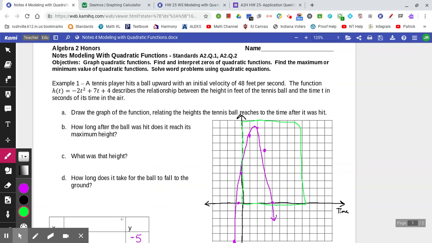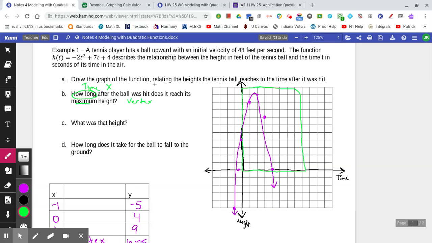All right, so really the new part is just being able to use the part that applies to the scenario in answering questions about it. So it says, how long after the ball was hit does it reach its maximum height? So how long, that means that it's asking me for time. It's asking me for an x coordinate. When does it reach its maximum height? Well, that means it's asking about the vertex. So the maximum height, okay, that's the next question.